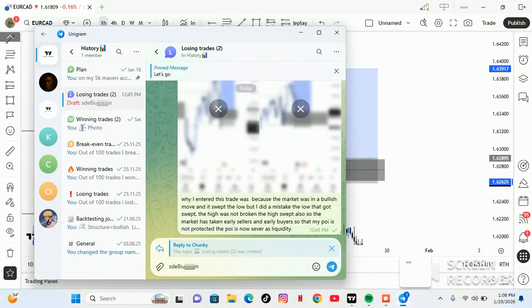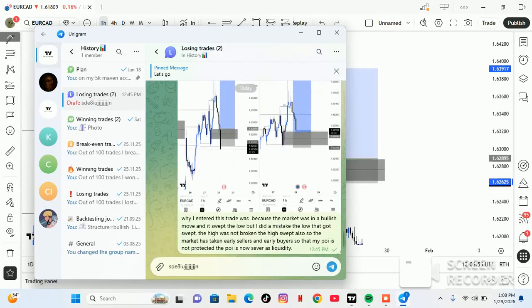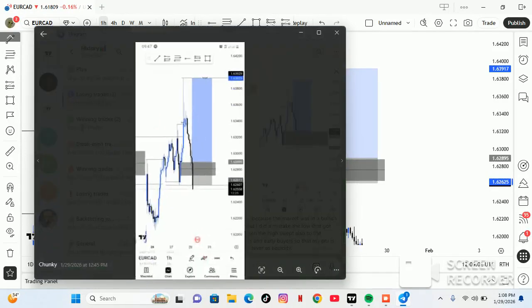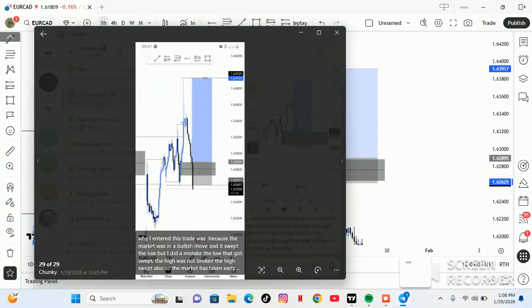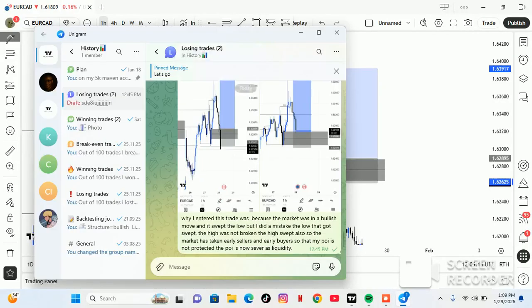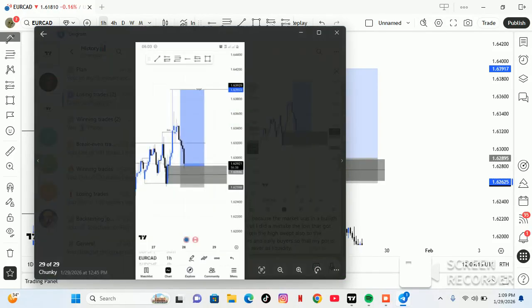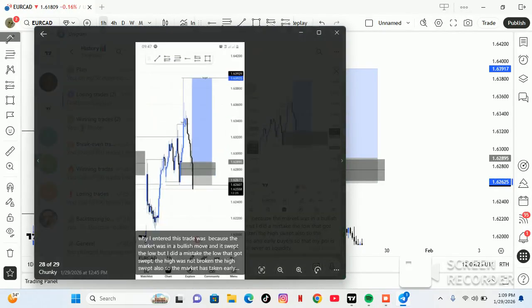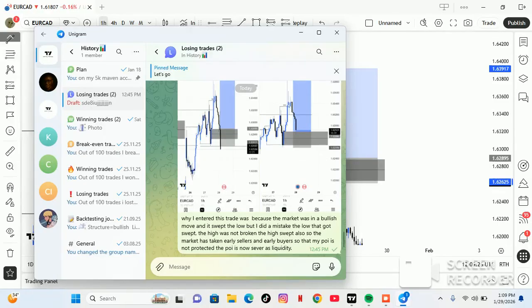So this was the trade here. Can you guys see this clearly? Can you see this perfectly, like how I'm saying it now? I hope you guys can see it clearly. Can you see the before and the after of the trade? And read what I said.